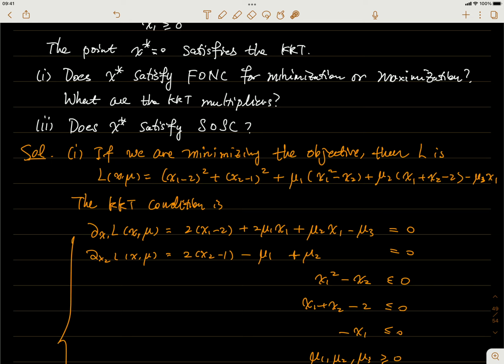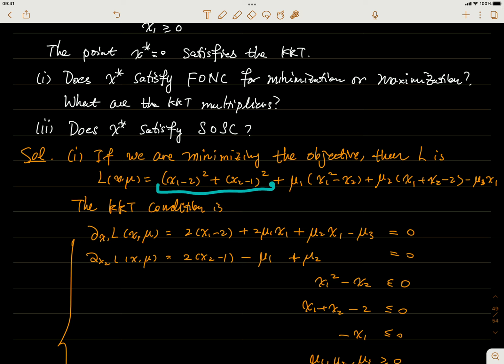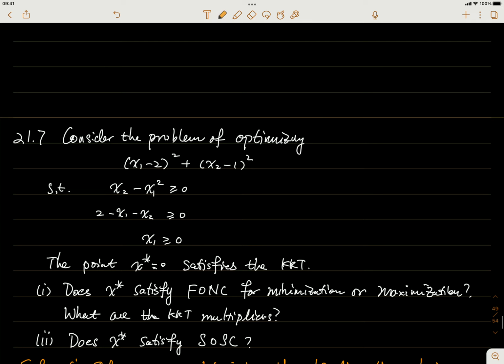If we're trying to minimize it, then the objective function is just this. The three constraint functions are this. This will be our f of x if we're minimizing it. Otherwise, f of x should be equal to the negative of this sum. And g1 of x, I need to take the negative sign, so it becomes less than or equal to 0. Also g2 of x is x1 plus x2 minus 2, less than or equal to 0. And g3 of x is equal to negative x1, that is less than or equal to 0.